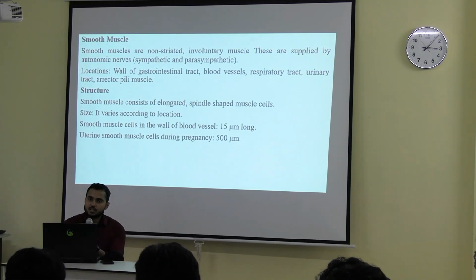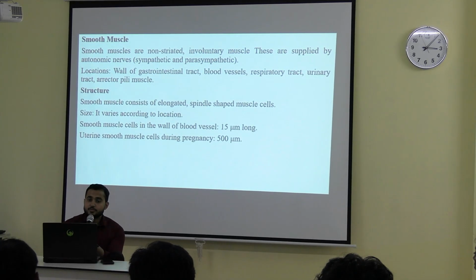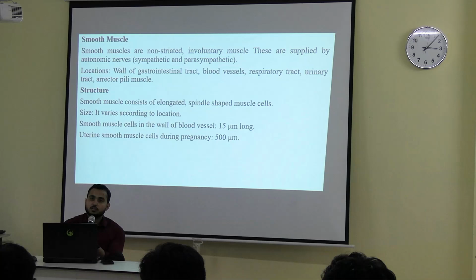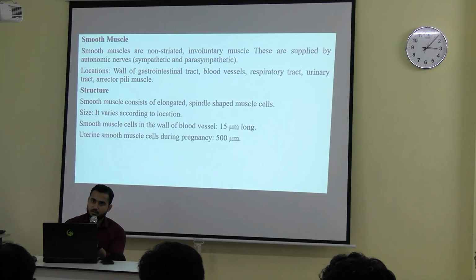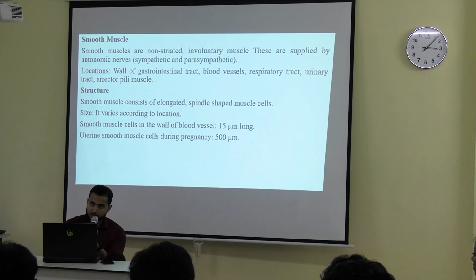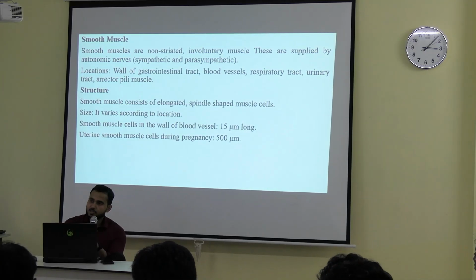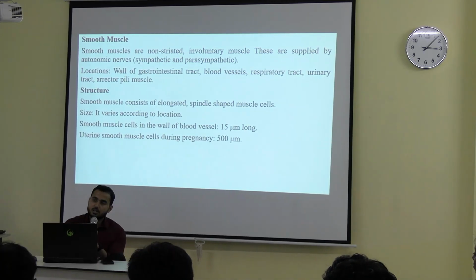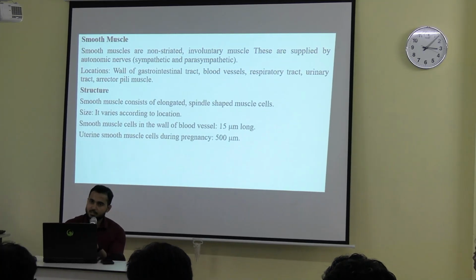Now, if anyone asks you what will be the examples of smooth muscle, what will be your answer? Where are smooth muscles found? Intestine. Very good. GIT, various parts of the GIT. Then urinary tract, various parts of the urinary tract. Okay. Then respiratory tract, and various parts of the reproductive system.